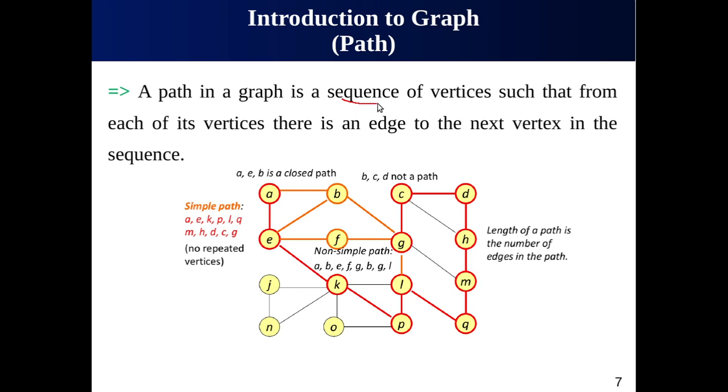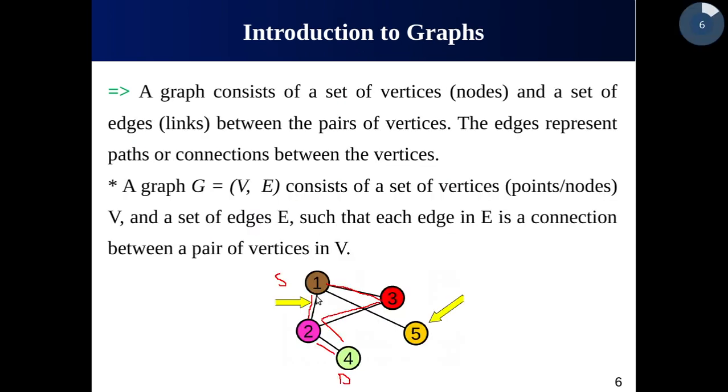A path is a sequence of vertices, such that from each of its vertices there is an edge, a link to the next vertex in the sequence. As we saw here, we want to go to node number 4, which is our destination. So actually this path in the graph is a sequence of vertices. The first node in this sequence is 2, and the second node in this sequence is 4. Actually, it is a sequence of vertices.